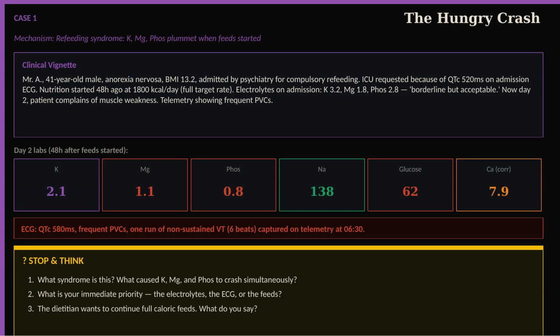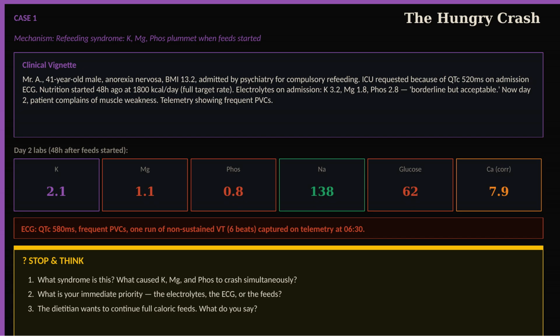Let's go. Mr. A, 41, anorexia nervosa, body mass index, 13.2. Profoundly malnourished. Admitted by psychiatry for compulsory refeeding, sent to the ICU because his admission ECG showed a QTC of 520. Nutrition was started 48 hours ago, straight at the full target of 1,800 calories a day. His admission electrolytes were called borderline but acceptable. Potassium 3.2, magnesium 1.8, phosphate 2.8.